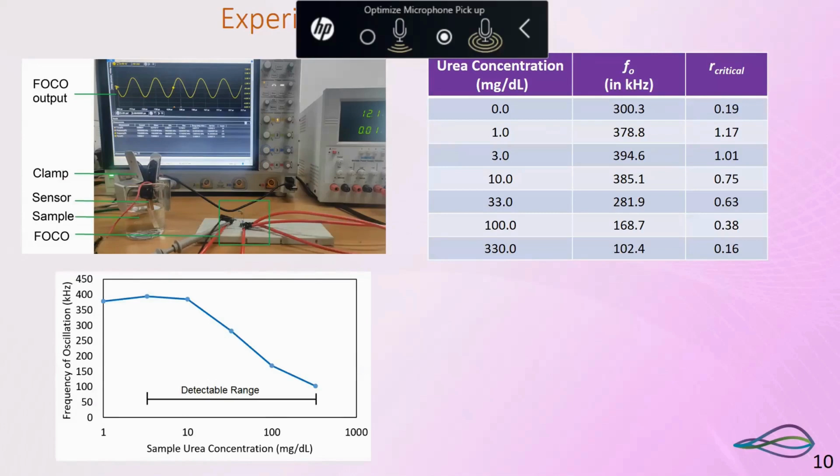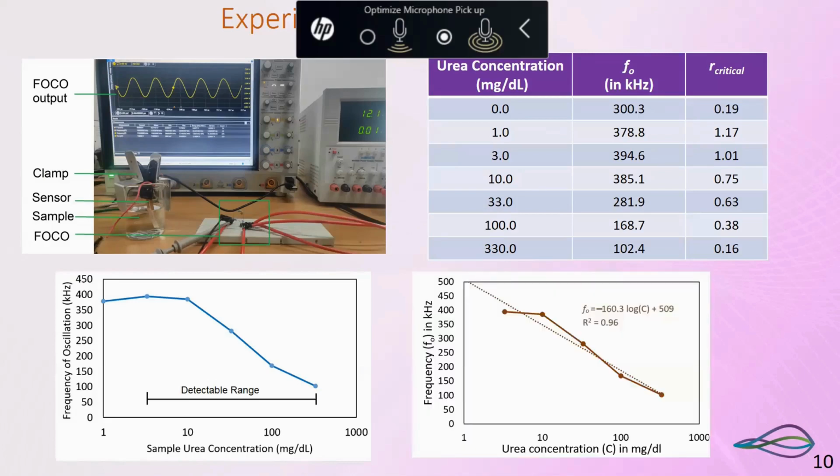For this, we noted that the LOD of our system is that it can detect from 3 mg per dL to 330 mg per dL. If we go for a curve fitting equation, it shows a linear curve fit. So from this equation, you can find the concentration of urea by detecting the oscillation frequency.